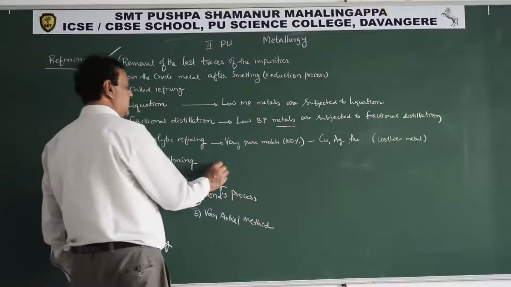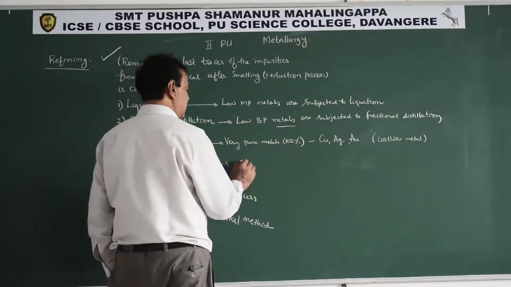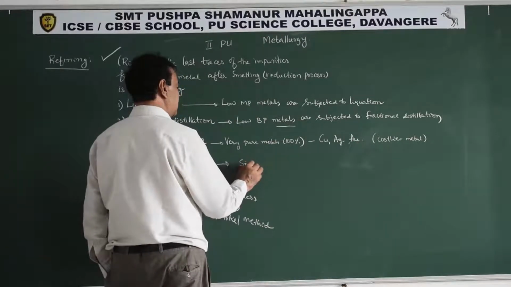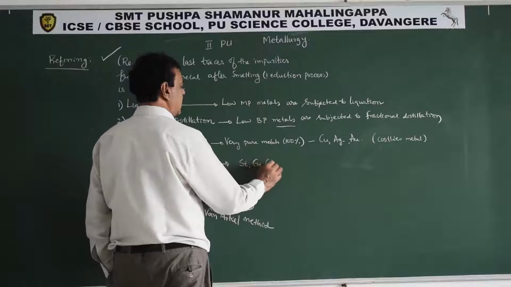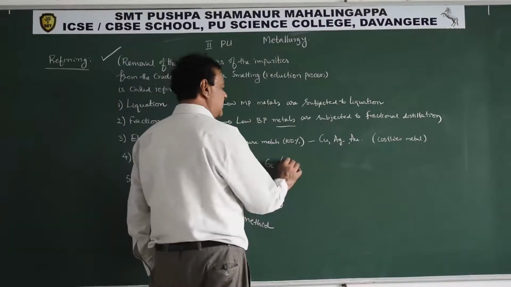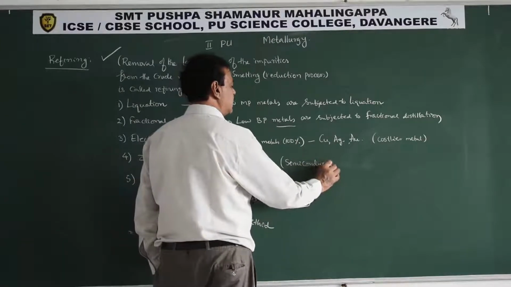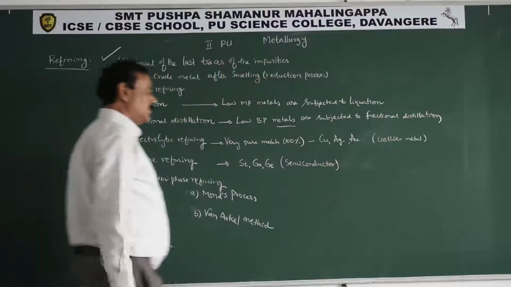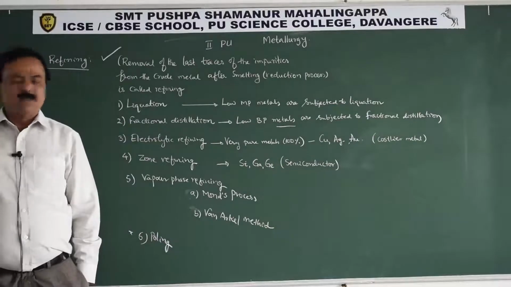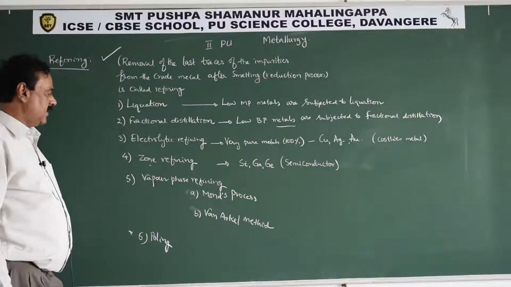Then zone refining. In zone refining, we are extracting either silicon, gallium or germanium. These metals are used in our semiconducting devices. The metals required for semiconductors are subjected to the refining process of zone refining.